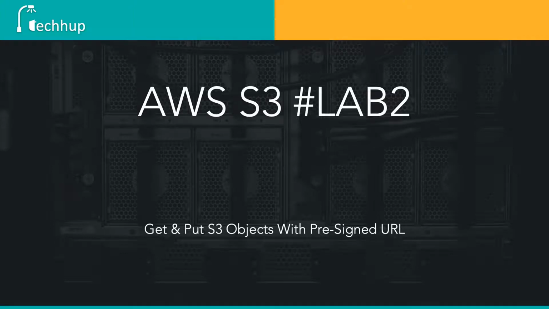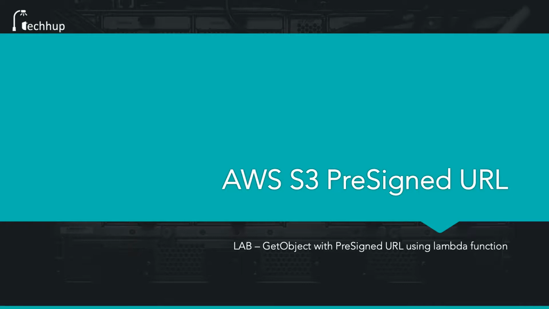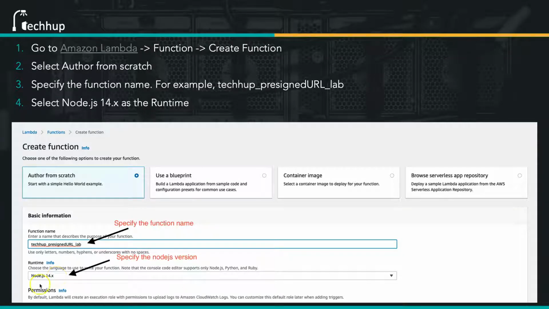Welcome back to this video, and in this video series we are discussing presigned URLs. Today's video we are going to talk about how to create a presigned URL using a Lambda function. So let's get started. Here are the first few steps.